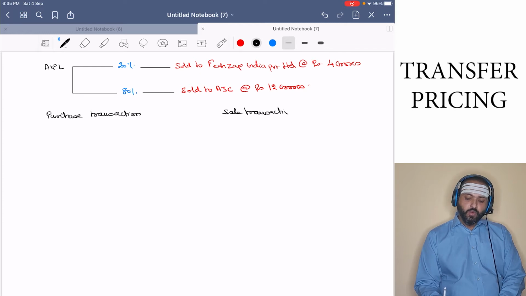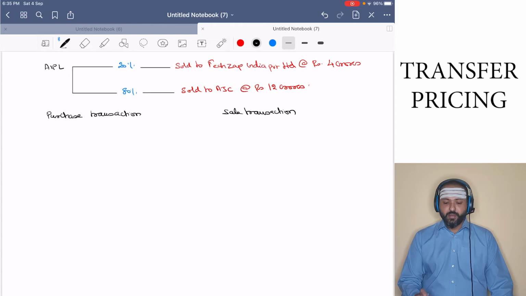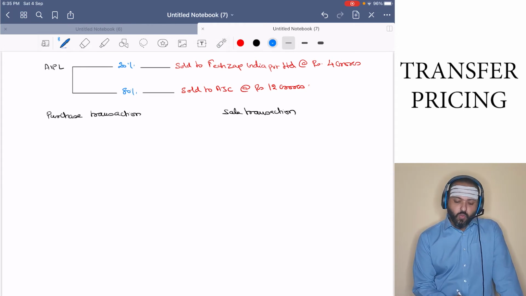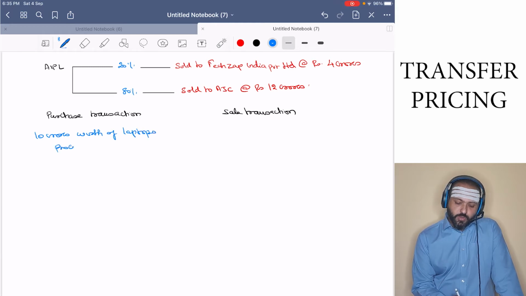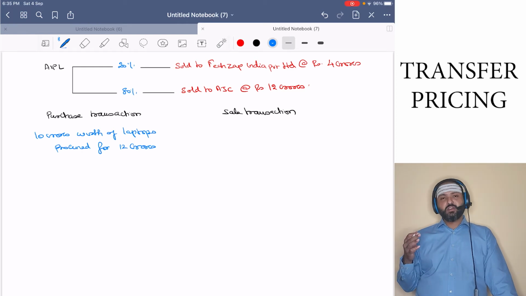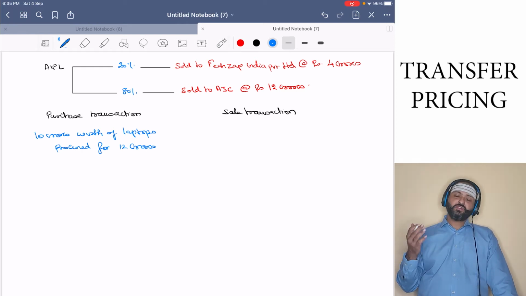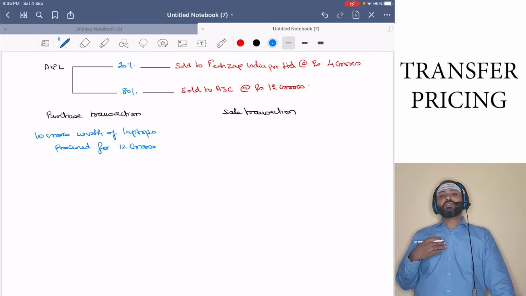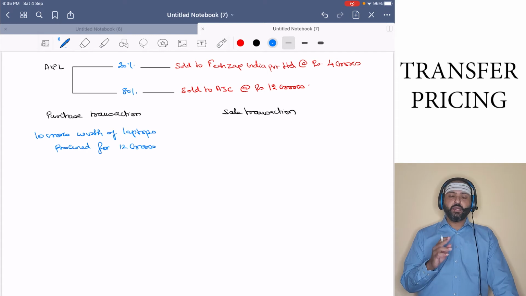Correct? Now, when it comes to the purchase transaction, what has happened? 10 crores worth of laptops procured for 12 crores. Correct? What you can purchase from a third party, from an outsider, from a non-related person at 10 crores was purchased at 12 crores from your parent entity, ASPL.